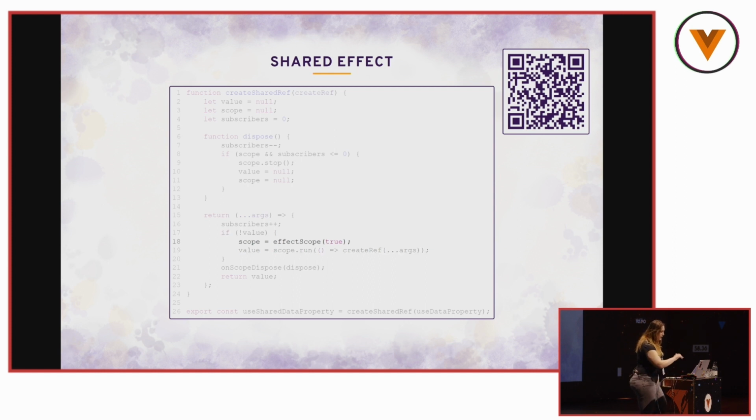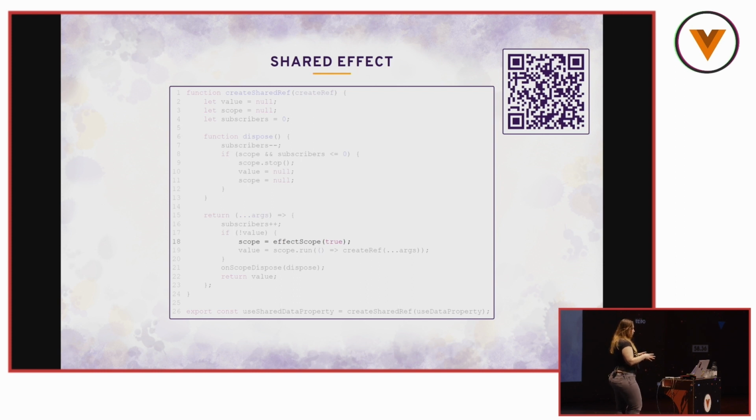And there is something really important here: the parameter we pass to the constructor of the effect scope is true. It means that this scope is detached. Because normally, when you create an effect scope inside another, when the parent is released, it releases all its children. But in our case, this will be called in a component.